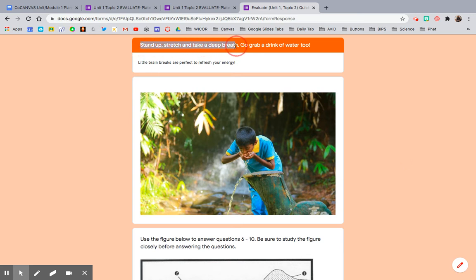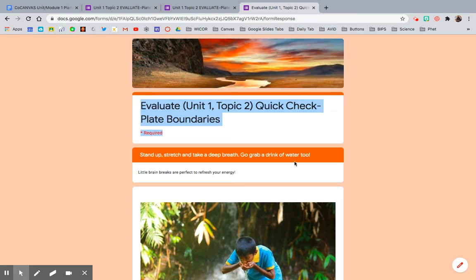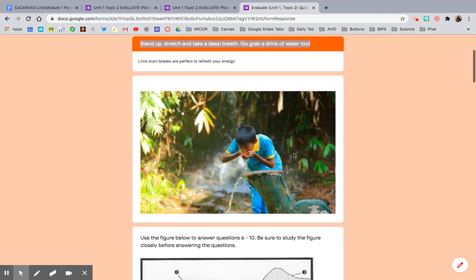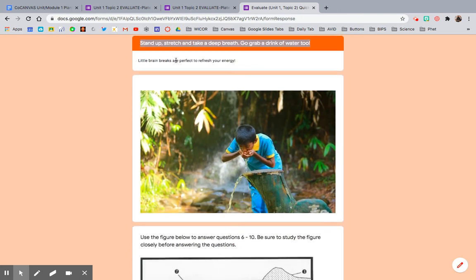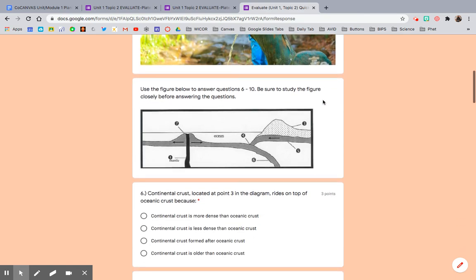Also, stand up, stretch, take a break. Go grab a drink of water too. Water helps your brain get everything working. Little brain breaks are perfect to refresh your energy.